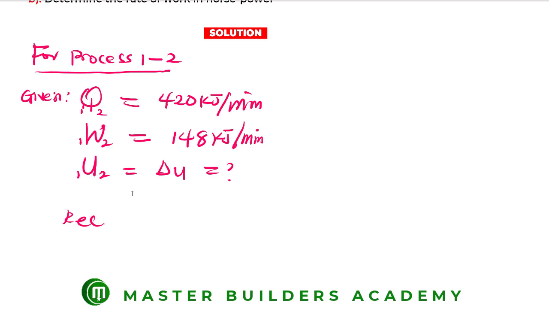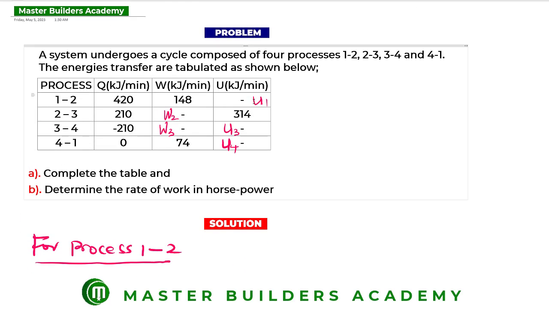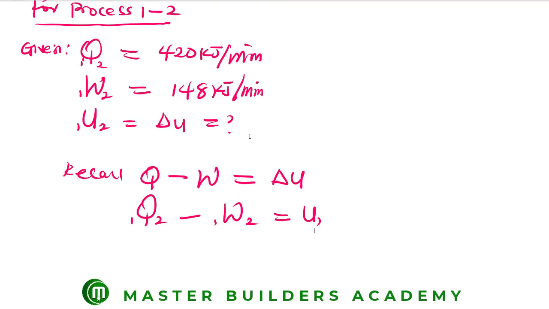So just recall that Q minus W is equal to change in internal energy. In order for us to suit this equation to this process, we can call this Q1 to 2 minus W1 to 2 is equal to U1. Remember, we call this U1, that's what is missing there. So that's what we have there.